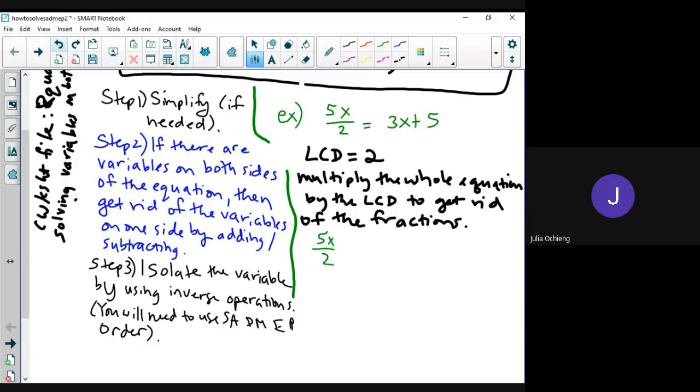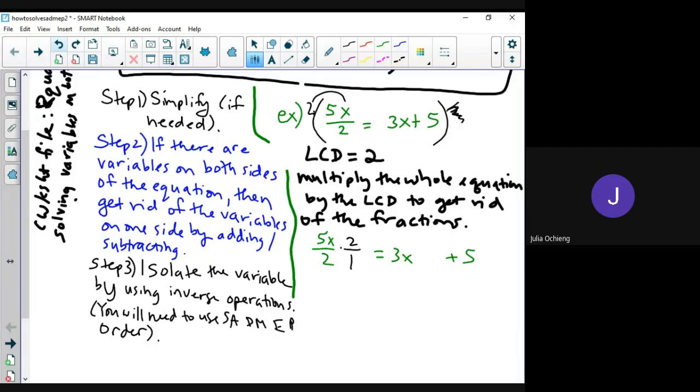Let me just rewrite this equation. And I'm going to multiply each term by 2. So the idea is I'm multiplying the entire equation by 2, right? So I'm being fair. I'm keeping the equation equal because I'm doing it on the left side and on the right side, times 2 and times 2. So I am just going to distribute this. So 2 times 5x minus 2. So I'm writing that down here.